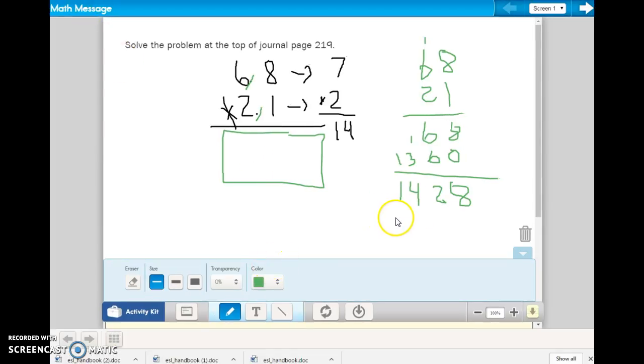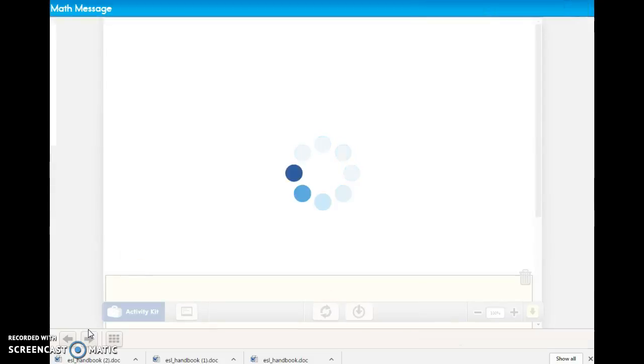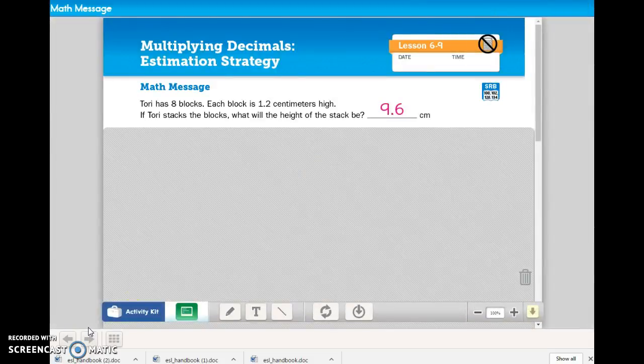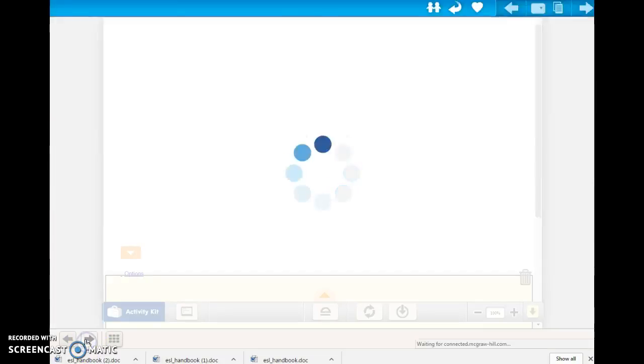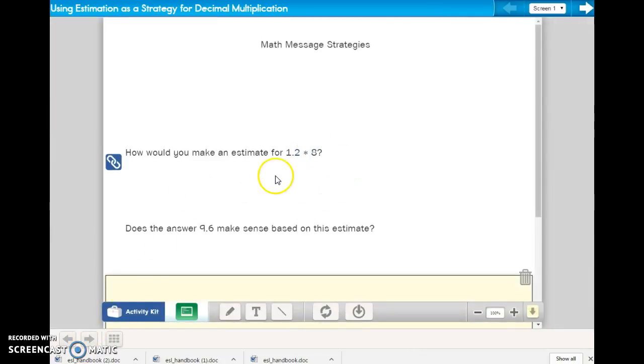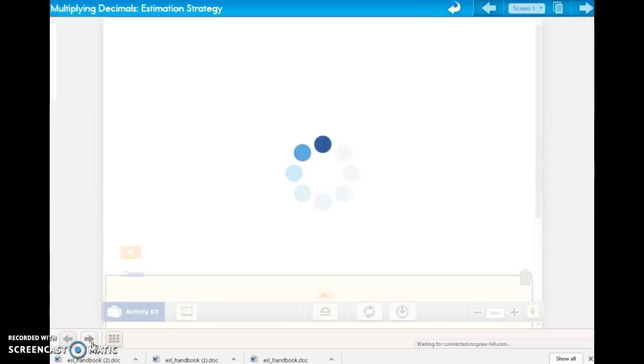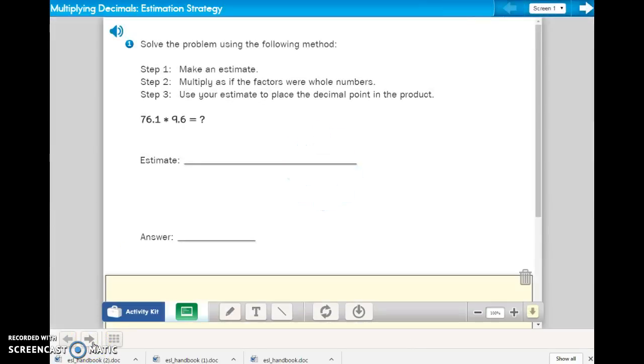Okay, so when we look back at this guy here, if you know your answer is supposed to be close to 14, where would you put the decimal here? Right in between those guys. So that's how you would do that type of problem when you're multiplying decimals. So that's what you're going to basically be doing at the top of page 219. We did that one already, so let's go to the next one.